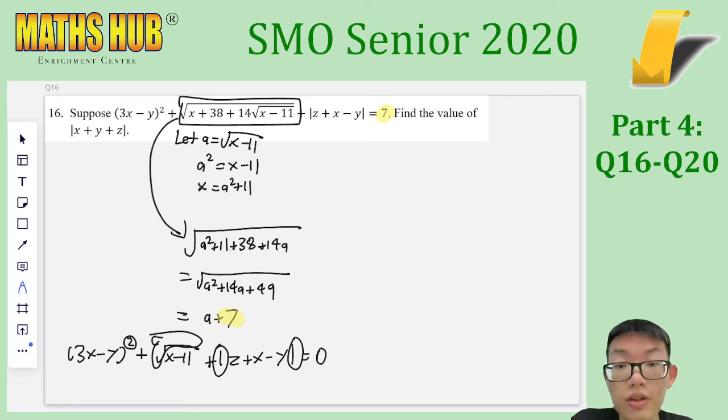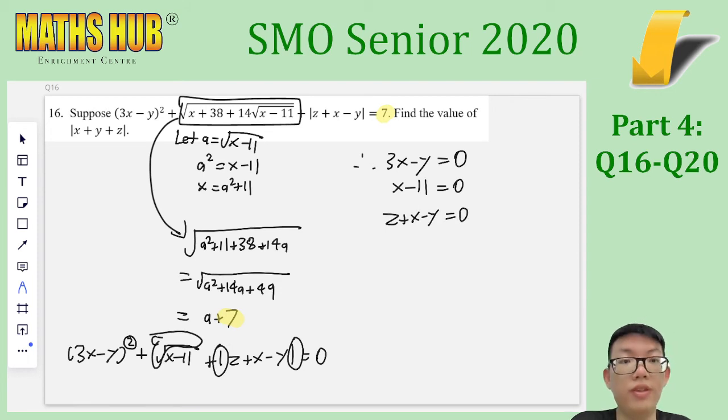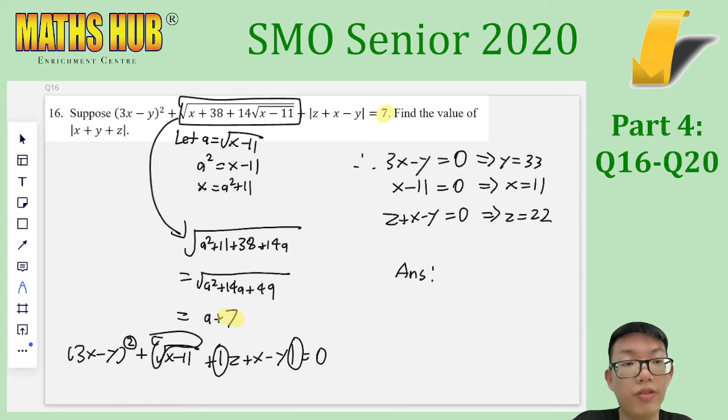So the only way in which all three of them can sum to 0, and yet all of the three are non-negative, is that they are all 0. So this is 0, this is 0, and this is also 0. Now, if we substitute in x is 11 into the first equation, we get y equals to 33. We substitute both of them into the third equation, z is 22. So finally, our answer is just the absolute value of 11 plus 22 plus 33, which is 66.